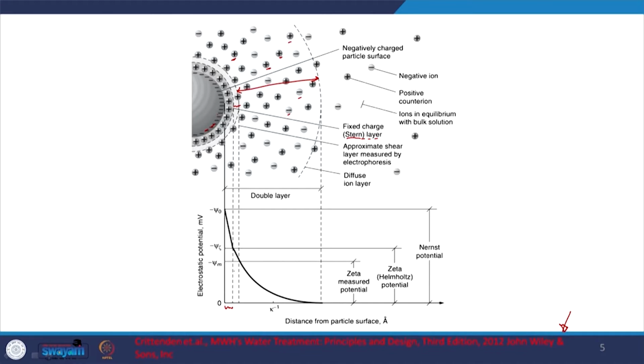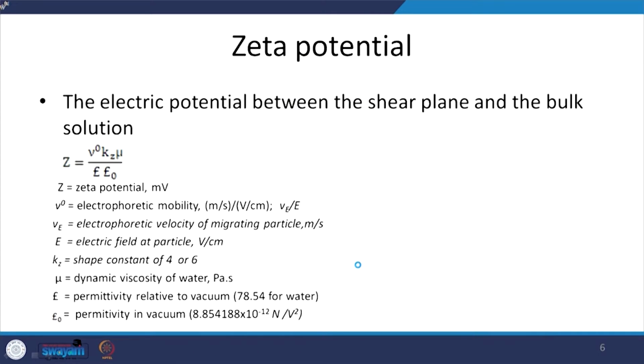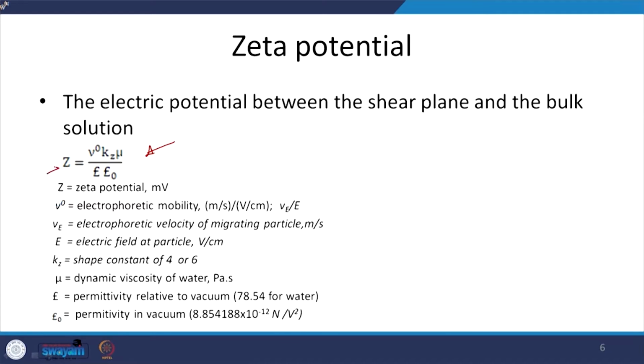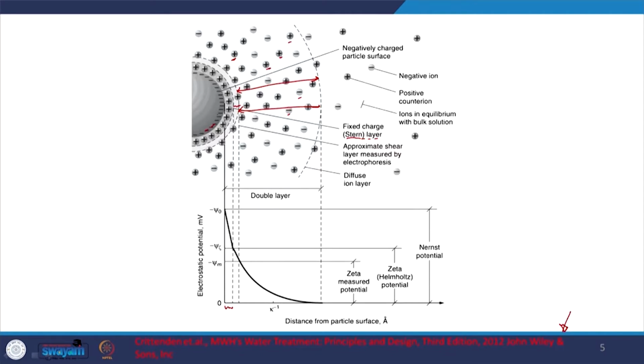And we see that for this particular layer, from the shear plane, the potential is called the zeta potential, right? And how can you measure this? We won't go into this in detail at all, but you apply a potential and then look at the potential at the shear plane. From this, we will be able to get the zeta potential mentioned here. And why is this zeta potential important? Because typically it is around 80 millivolts, right?